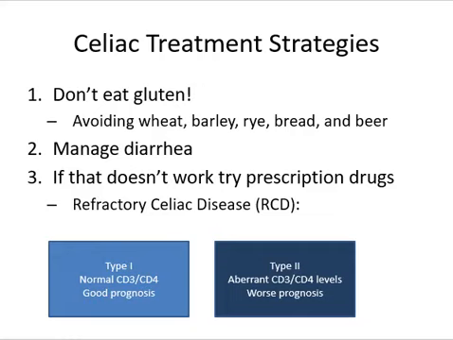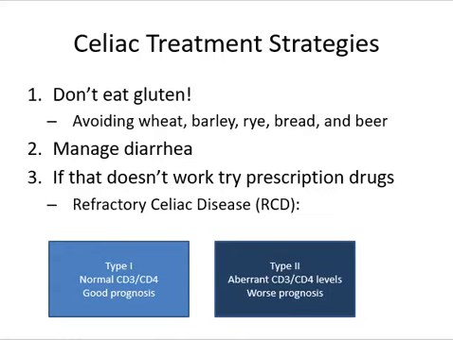And so the second thing to do is to manage diarrhea, which can be accomplished using some of the anti-diarrheal agents that we have talked about in the previous lecture. And of course, if that doesn't work, we can try prescription drugs. At this point, we're looking at what's deemed refractory celiac disease, or RCD. And that can be further differentiated into two types.